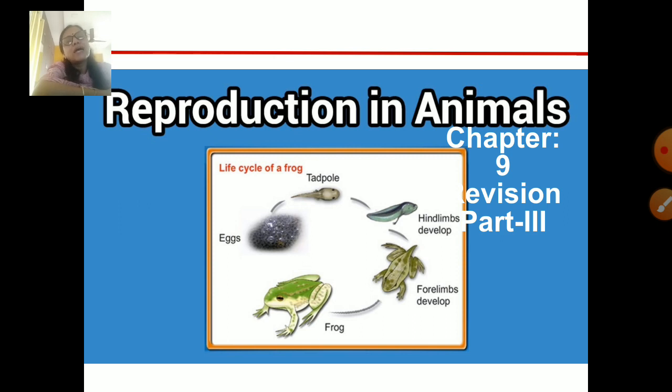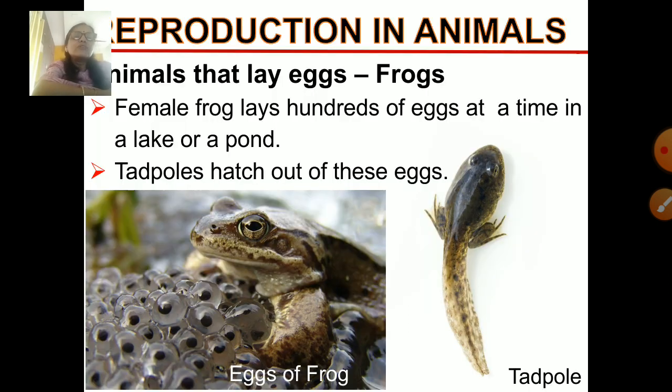We discussed the animals that reproduce by laying eggs. So in continuation with that, we will further see how frogs reproduce. Frogs also reproduce by laying eggs.